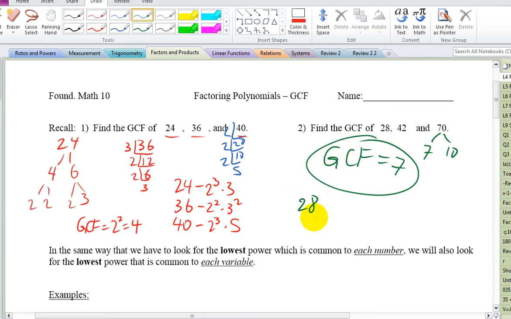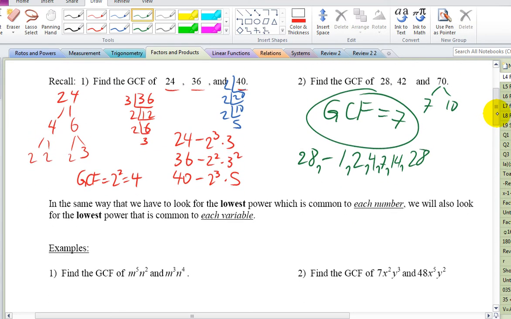28, factors of 28 are 1 and 28, 2 and 14, and 4 and 7. Okay, then you can match them up. Okay, so there's a whole bunch of different ways of doing this. I'm not going to just tell you and make you do one way.